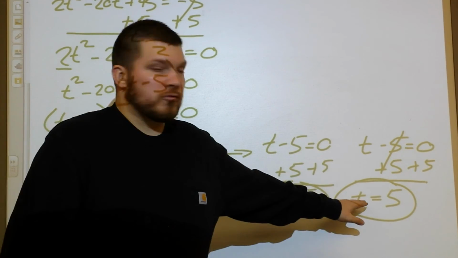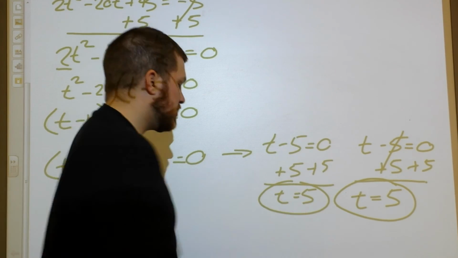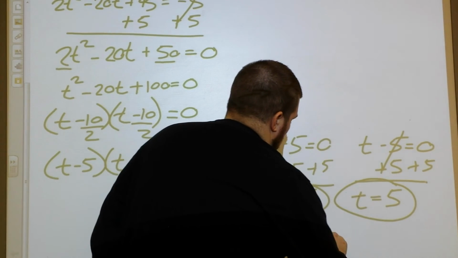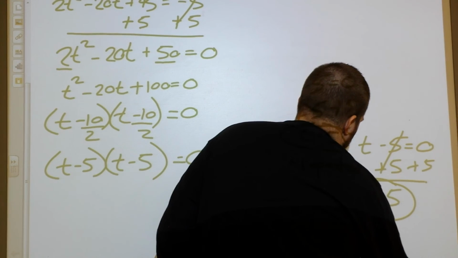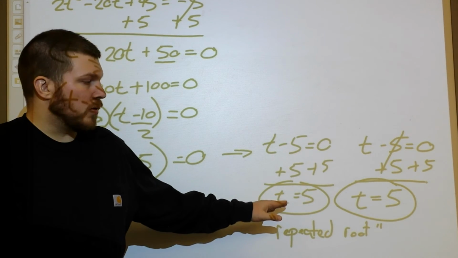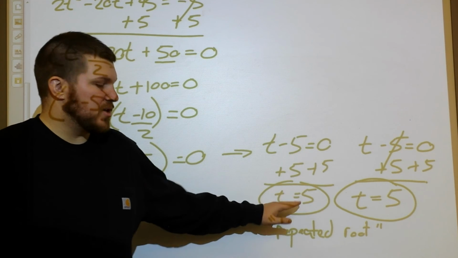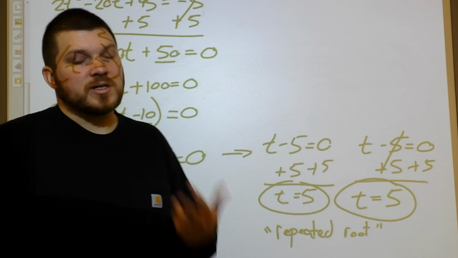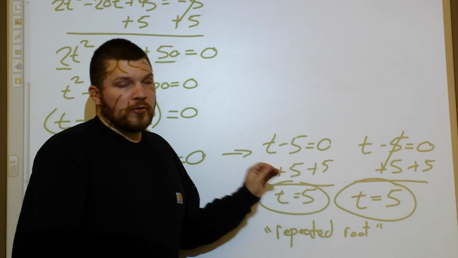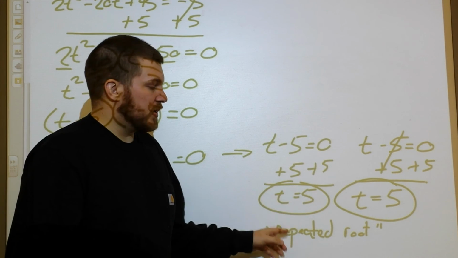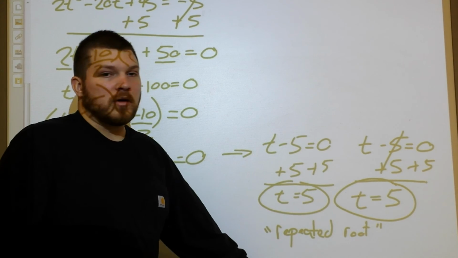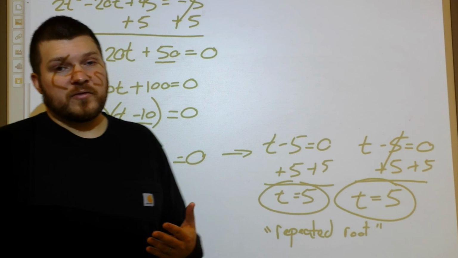These two are identical, so this is called a repeated root. What that means is if you did this by graphing, you're only going to have one solution because these two answers essentially sit on top of each other, for lack of a better explanation. So graphically, it's only going to look like one answer, but it's actually two answers sitting on top of each other. And that's it for solving quadratics by factoring.